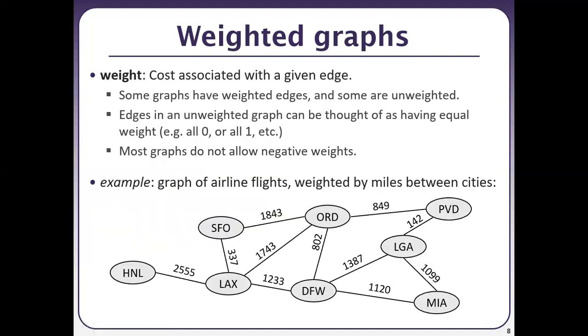Weighted graph. The weight is associated with a given edge. Some graphs have weighted edges and some are unweighted. Edges in an unweighted graph can be thought of as having equal weight. Most graphs don't allow negative weights. So here this is a graph considering the nodes as flight locations. The weights correspond to the miles between these cities.